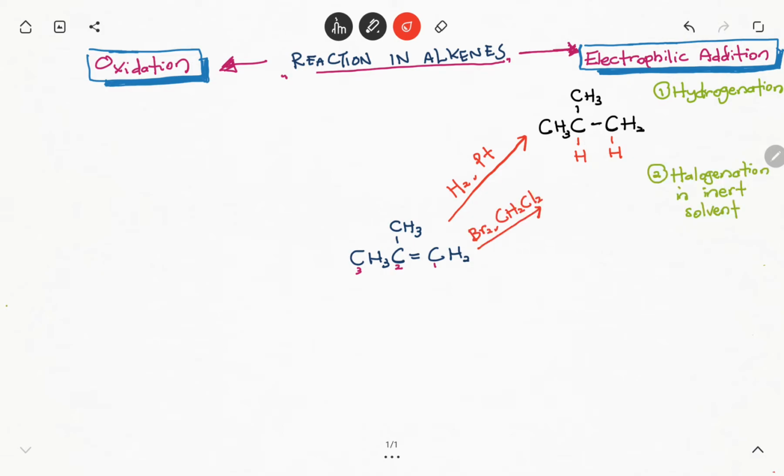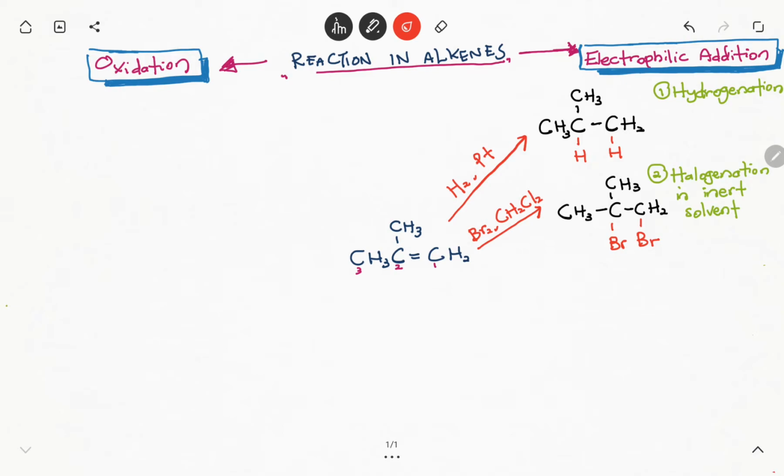The second reaction is halogenation in inert solvent, where the reaction involves the reaction of alkenes with halogen in the presence of inert solvent. The common inert solvent used is dichloromethane, which is CH2Cl2. So the double bond is broken apart and bromine atoms are added to carbon number 1 and carbon number 2.